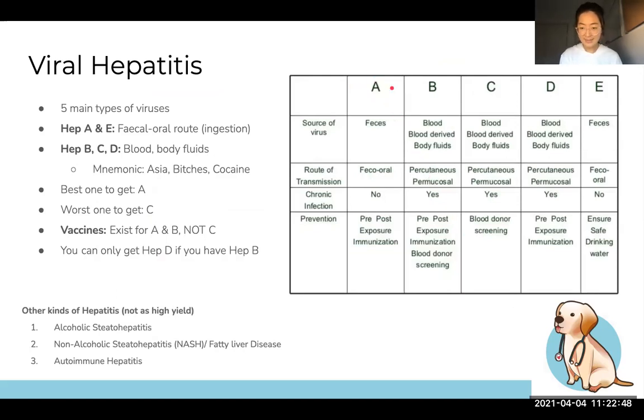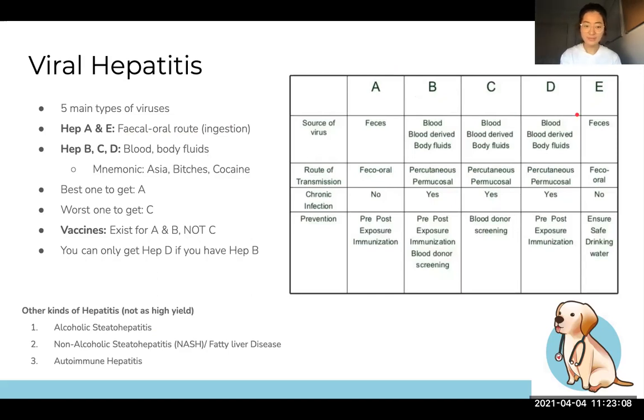Hep A and Hep E, this is via your fecal oral route. A good way to remember this is A and E, they're on either side. So like fecal oral route. These are usually acute, not too big of an issue. Hep B, C, and D, meanwhile, these are more your chronic hepatitis.